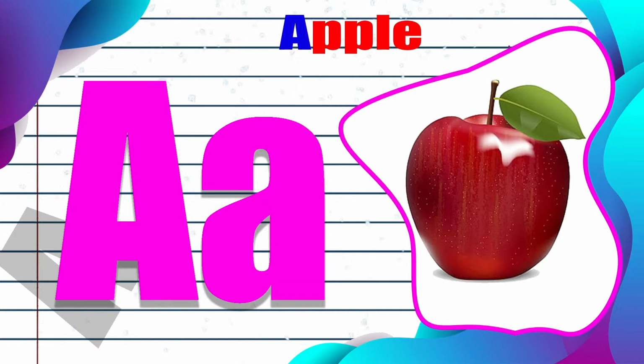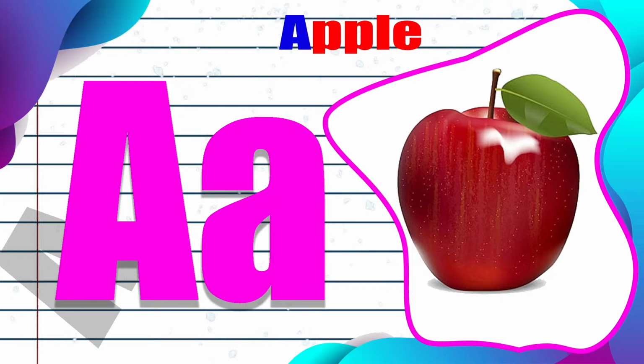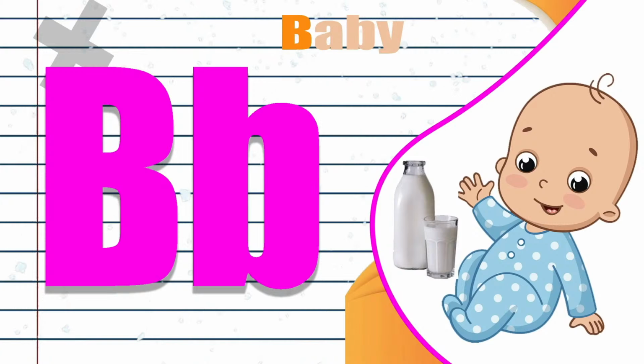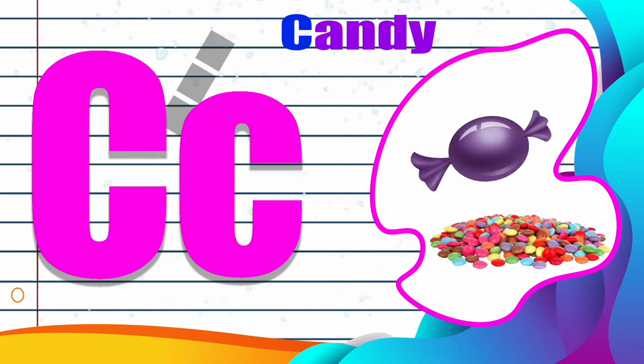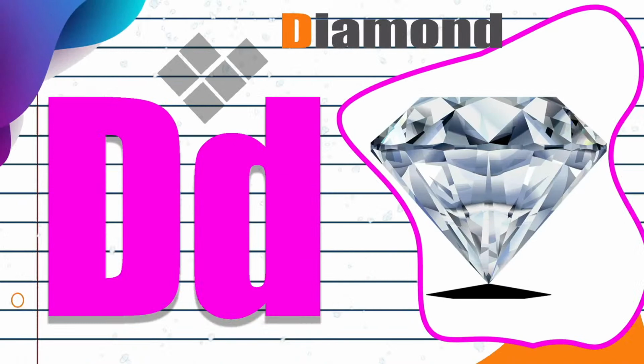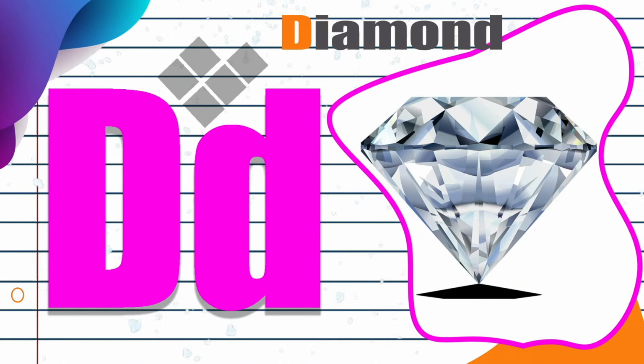Apple. A. Apple. B is for baby. Baby. B. Baby. C is for candy. Candy. C. Candy. D is for diamond. Diamond. D. Diamond.